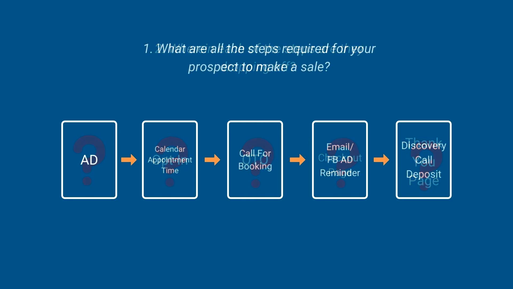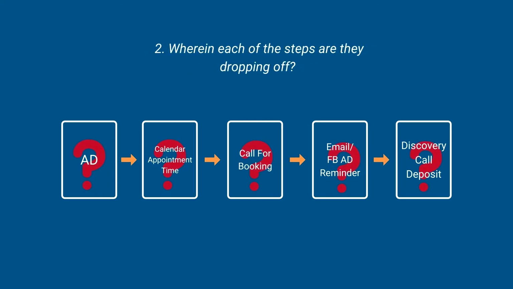Another example is, what are all the steps required for your prospect to make a sale? Let's say you have a local business such as a dentist, and the process example could be the ad, the request for a booking, a call to make the booking, the reminder, and then the actual call. And then ask yourself, where in each of these steps are they dropping off from? Did they drop off at the request? Did they drop off at the actual call?